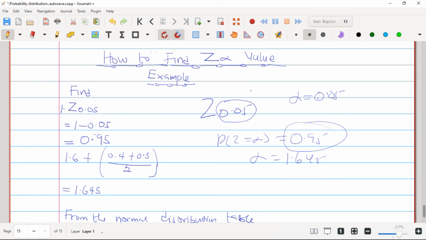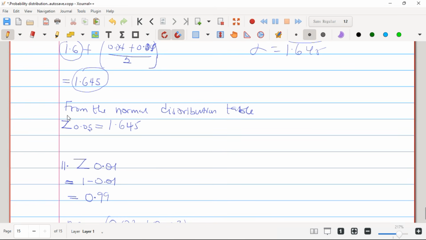You are just going straight to the table and then locate where the probability is, just trace to the row. So here the row section is 1.6, and then the column section, since it's lying between 0.04 plus 0.05, right? Just find the midpoint and just add it to 1.6, right? So we have just done this one now, right? So we just add it and just get 1.645, right? So from the normal distribution table, our z subscript 0.05 is equal to 1.645, right?